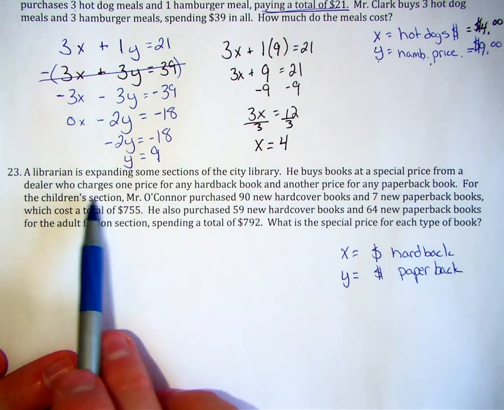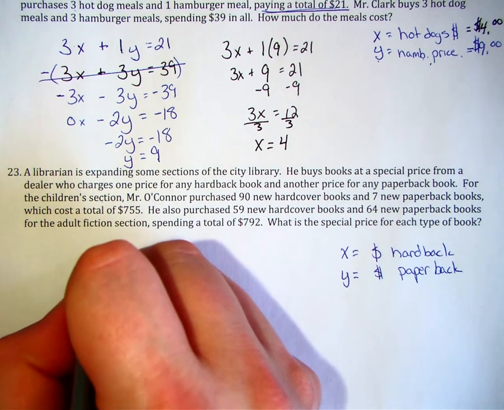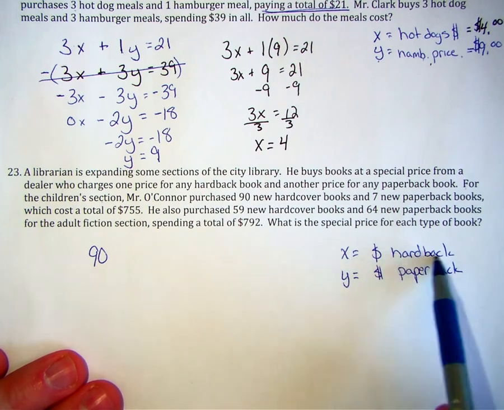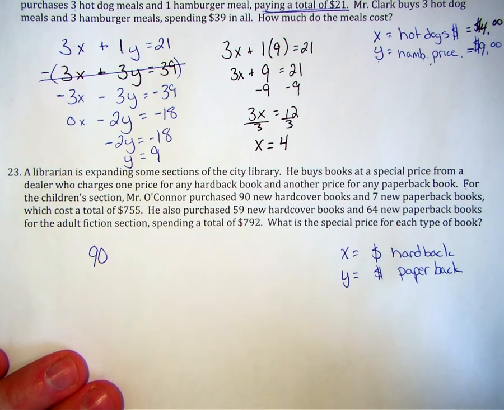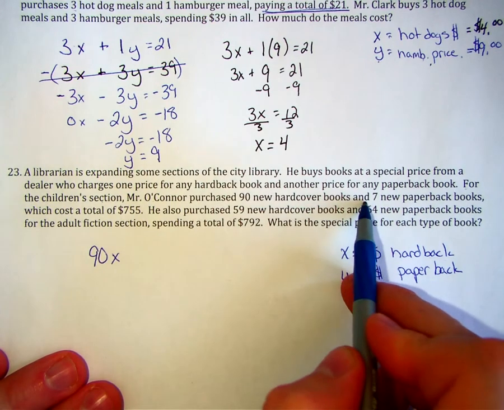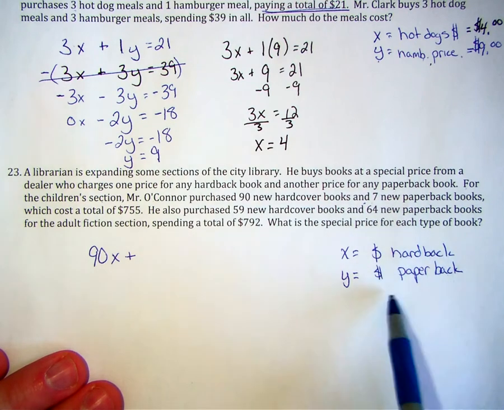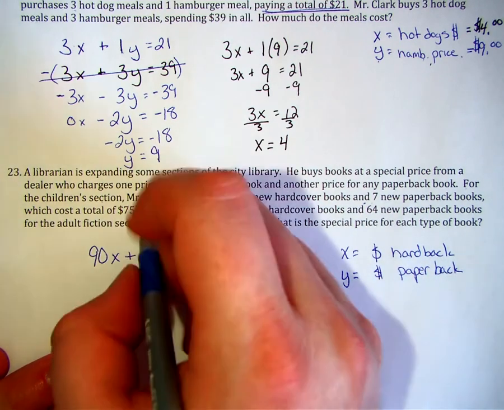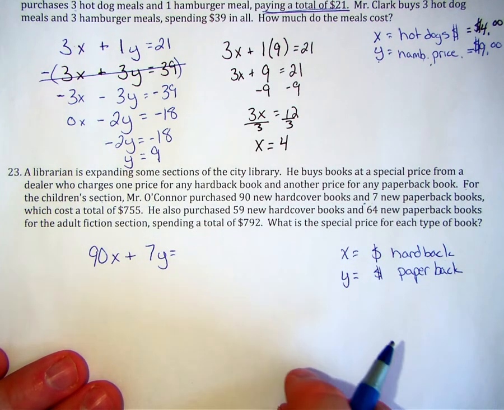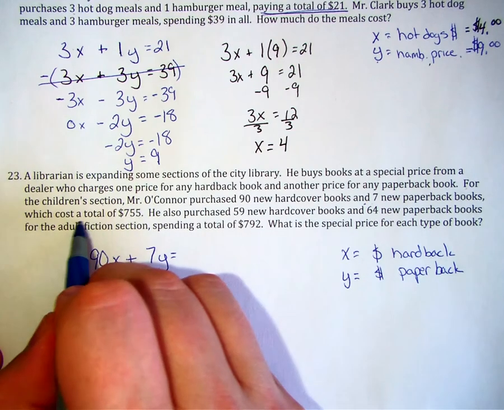So, for the children's section, Mr. O'Connor purchases 90 new covered hard books. So 90 times whatever the cost is for the hard books. Well, we don't know that yet, so that's our variable x. And, well, he's buying something else, so we're going to add whatever he's buying. 7 times the paperback cost, which we still don't know, so 7 times y. All of that will equal the amount that he spent. Well, he spent $755.